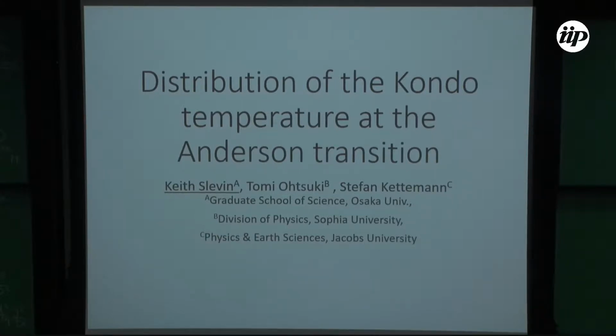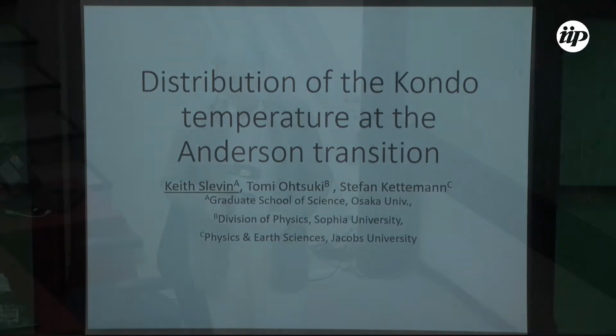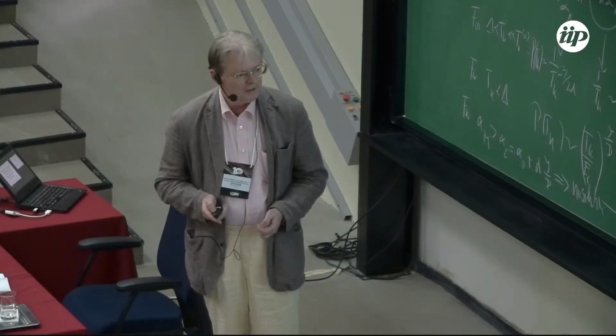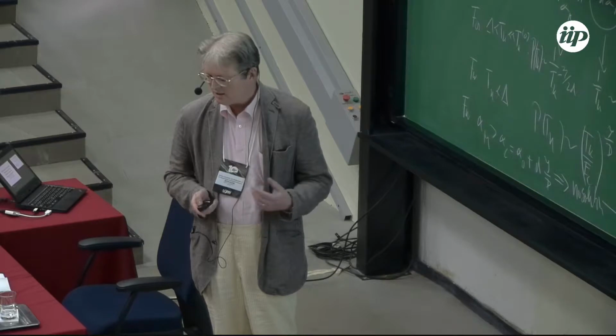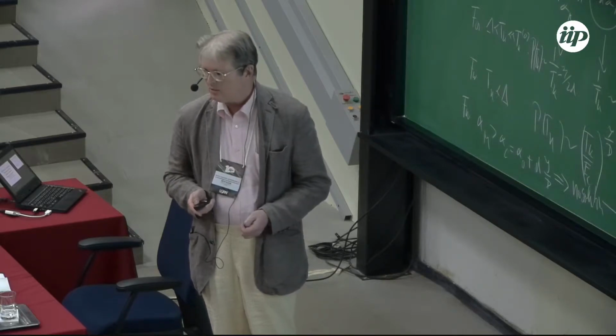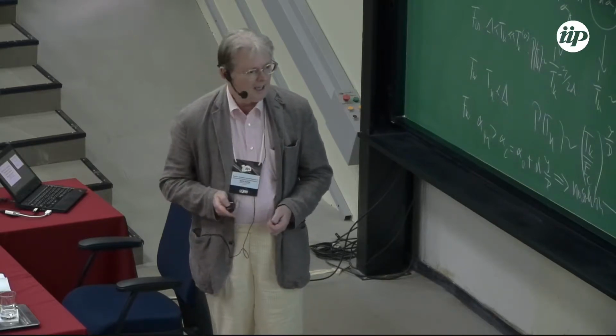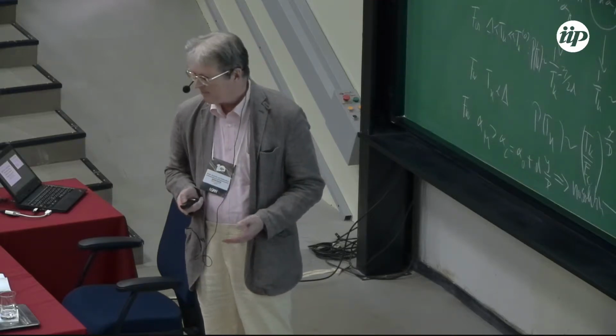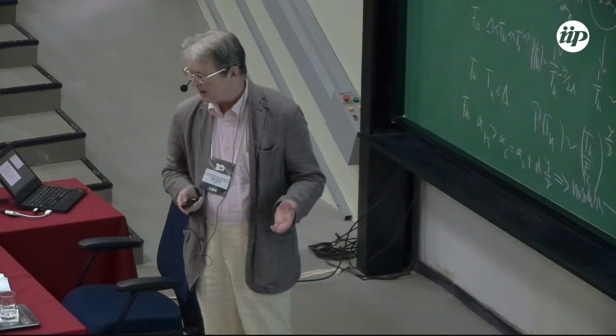So Stefan has given a fairly detailed prediction for the Kondo temperature distribution at the Anderson transition. And my goal will be to try to convince you that his prediction is correct by presenting numerical evidence, focusing particularly on two aspects. One is that there is a power law tail in the distribution of Kondo temperatures, and that the power is related to eta, the multifractal exponent.